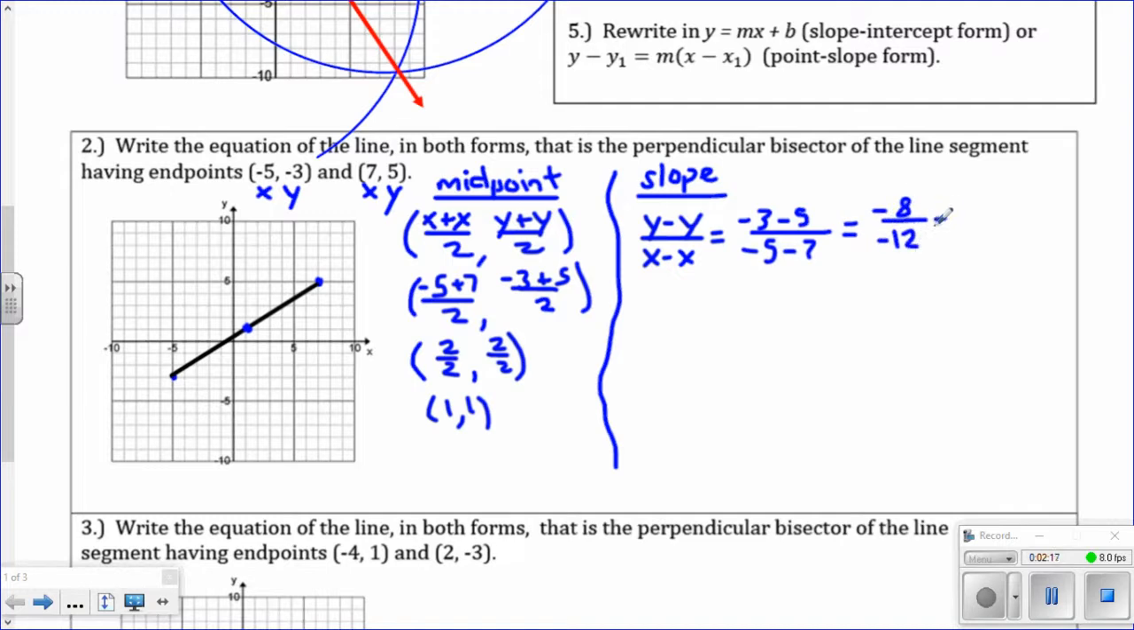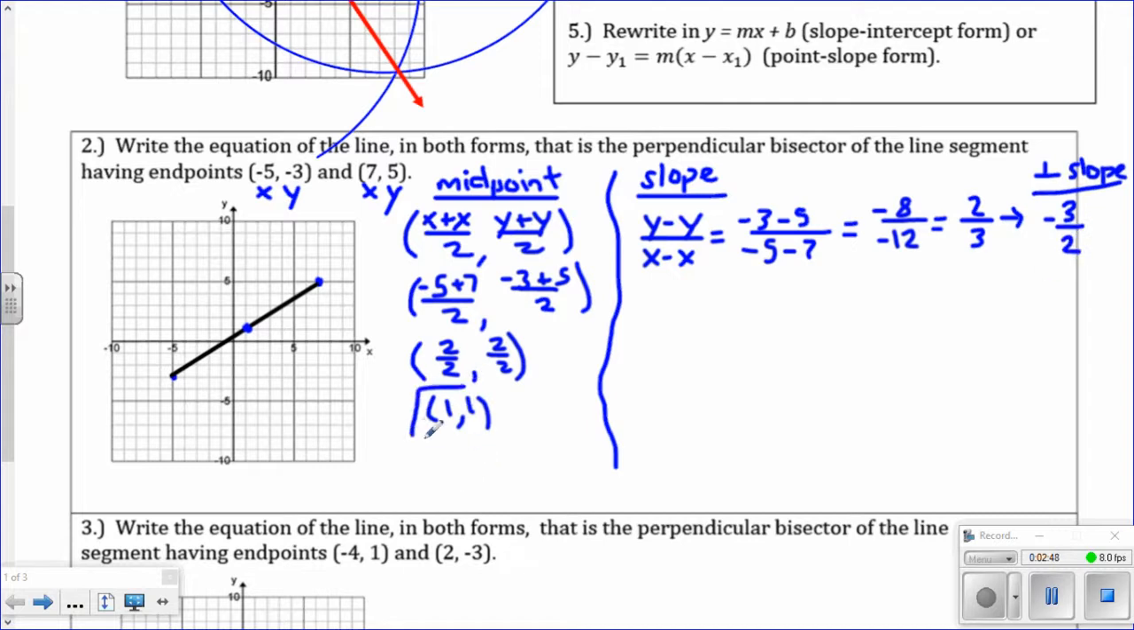Always reduce this down. If you have a calculator, you can hit math fraction. But negative divided by negative is a positive, and the largest number that divides into both is 4. So 4 goes into 8 twice, and 4 divides into 12 3 times. Now, this is your slope, but we are trying to find the perpendicular bisector. This is the symbol for perpendicular. So the perpendicular slope is the negative reciprocal, which, if you flip it and negate it, would be negative 3 halves. So this is the slope we're going to be using for the rest of the problem.